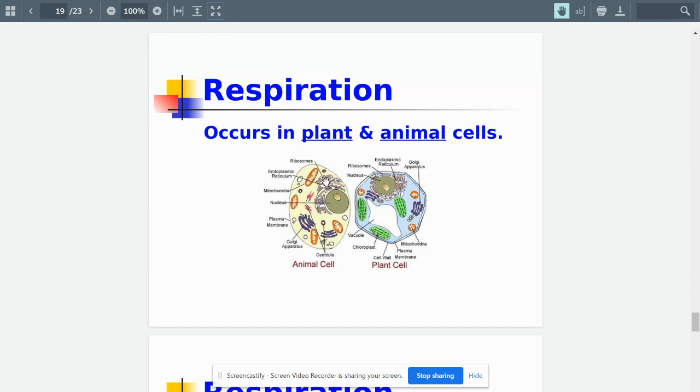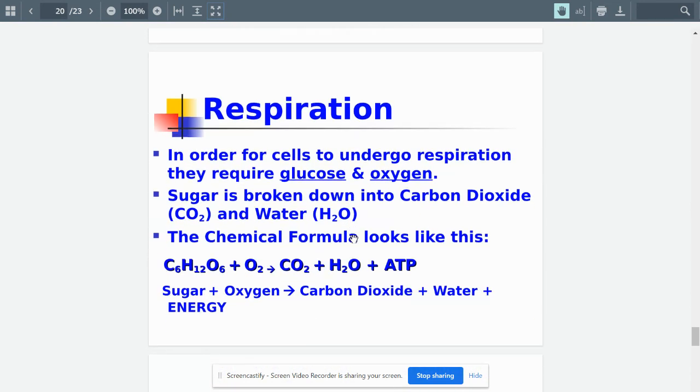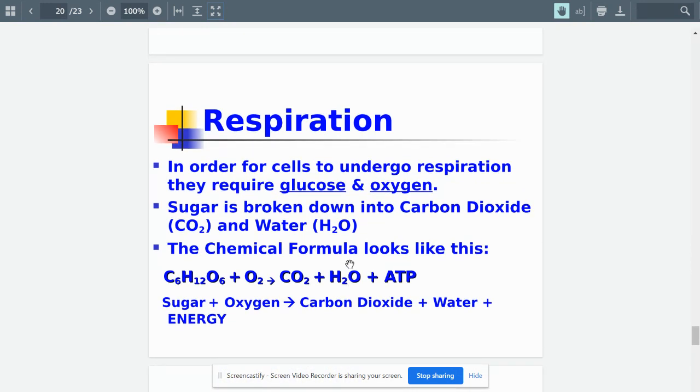Okay, so respiration occurs in both plant and animal cells. You should recognize right away that one is animal, one is plant. Look at that huge vacuole and the chloroplast and the squareness. That should be easy. So in order for cells to undergo respiration, they require glucose from the food that you eat and oxygen from the air that you breathe. So the chemical formula looks just like this. That's the yields arrow. So we've got sugar and oxygen, yields carbon dioxide and water and ATP.